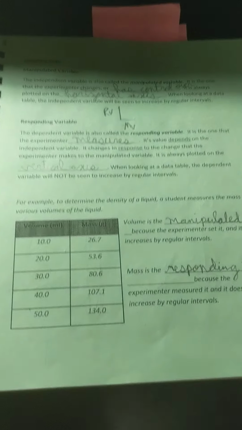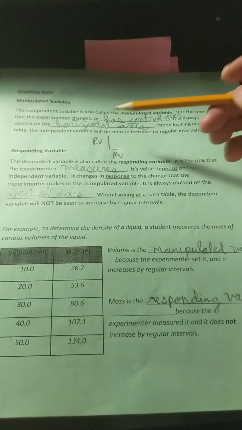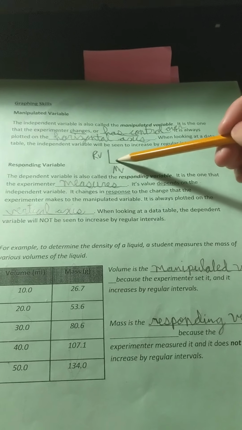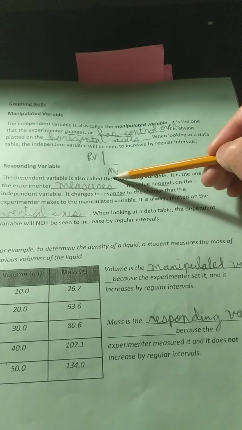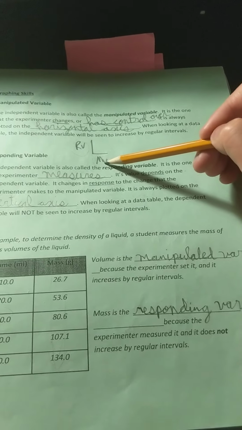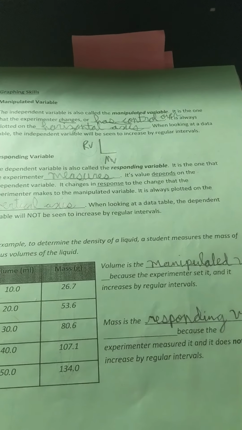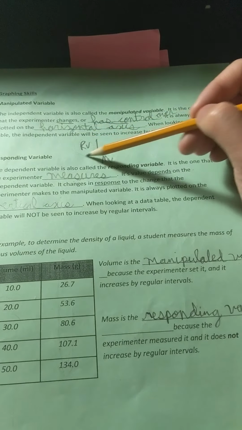Alright, so this is what we did on Friday. This is the graphing skills. Your manipulated variable is always going to be the one on the bottom, and your responding variable is always going to be vertical here. The manipulated variable is a variable that you have control over, or one that you change. The responding variable is the results you're going to get.